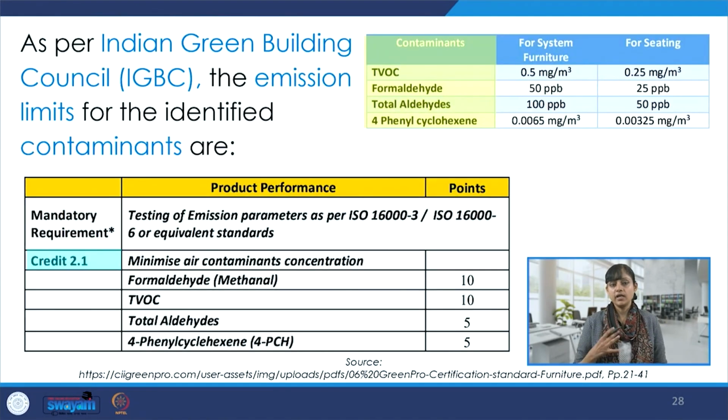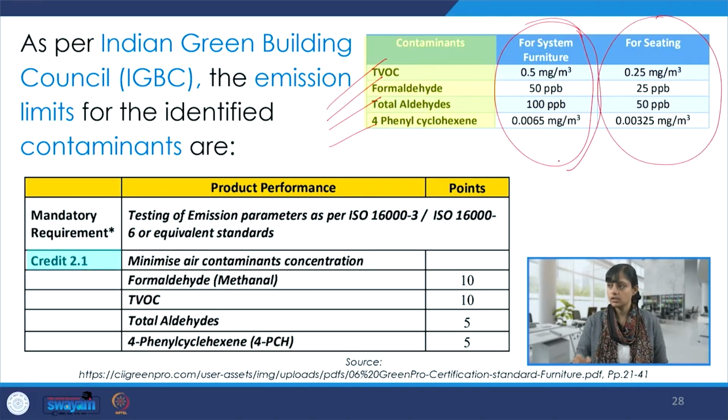Now, as per the IGBC, the Indian Green Building Council, the emission limits for the identified contaminants are also given for us to refer to. And we see these, the 4 that we saw on the previous slide. And for a system furniture or for seating, these are the different kinds of values or readings that you see. And again, this table, here we are talking about product performance and we are talking about credit 2.1. And it talks about all these parameters and associated credit points.